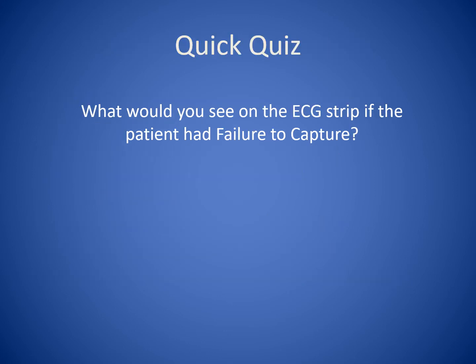So what would you see on an EKG strip if the patient had failure to capture? You would see a pacer spike not followed by a QRS or a P.